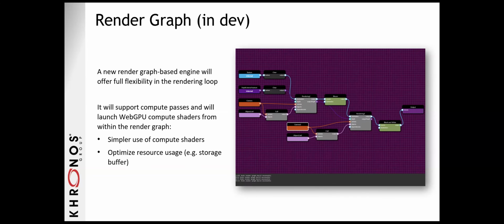So as far as WebGPU, this render graph will support compute passes. So you'll be able to launch WebGPU compute shaders from within the render graph, which makes it simpler to use compute shaders. It's more visual. You can easily understand your rendering loop and customize it, but also it will help optimizing the resource usage, like the storage buffer, for instance. So that's another big undertaking globally on the engine, and in particular that will help for WebGPU.